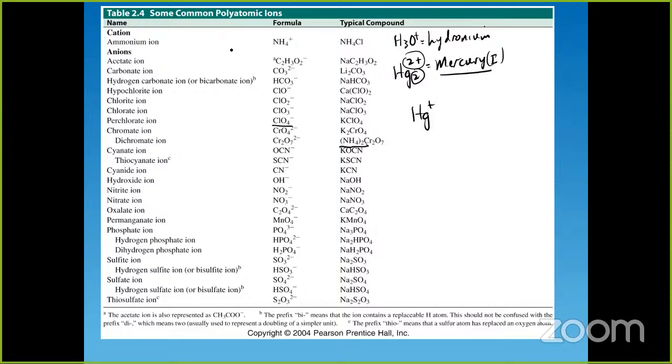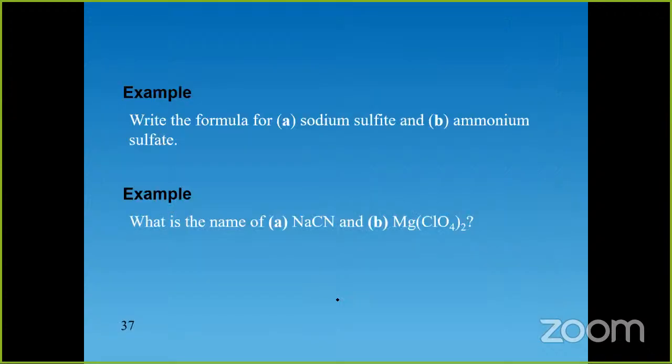So at this level, the positive polyatomic ions that you will encounter would be the ammonium, the hydronium, and the mercury 1 ion. Most of all the other polyatomic ions are negatively charged. So understanding that, you should be able to answer these questions.